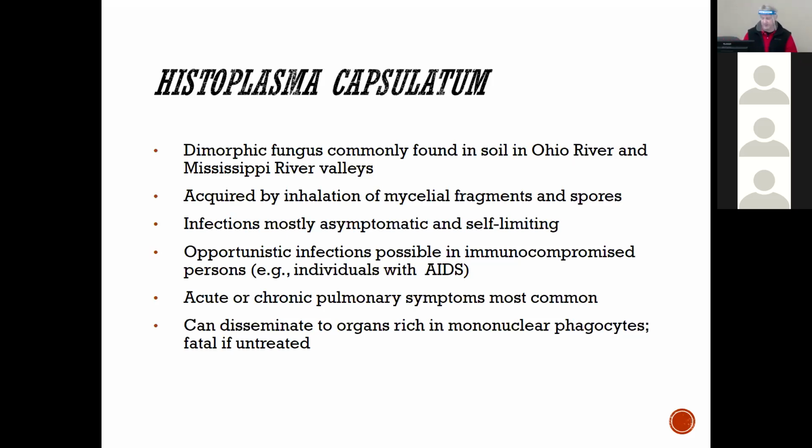Mainly asymptomatic and self-limiting. Opportunistic infection with immunocompromised persons, individuals with AIDS. We can get acute or chronic pulmonary symptoms, most common. And then again, it can disseminate to the organs rich in mononuclear phagocytes, fatal if untreated. So it's very treatable, but if you go without treating it, it can be fatal.